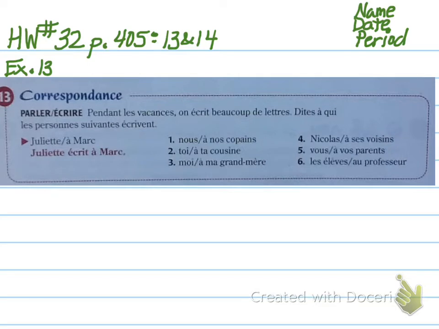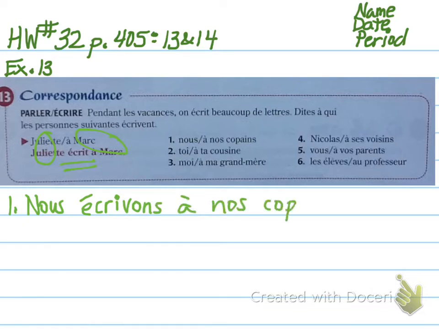All right, your homework is to do exercise 13. We did this one out loud. Again, it says during vacation, one writes a lot of letters. Say to whom the following people are writing. So you're going to write out these sentences. Again, remember, we're using the same subject, the same ending, and we're putting the correct form of our verb écrire. So number 1 would be nous écrivons à nos copains. So you're going to write out those sentences for the 6 of them.